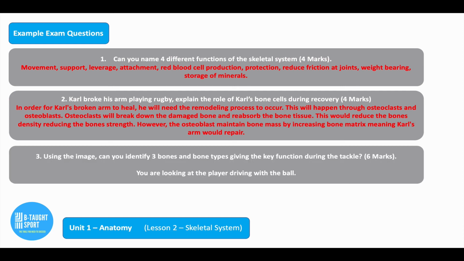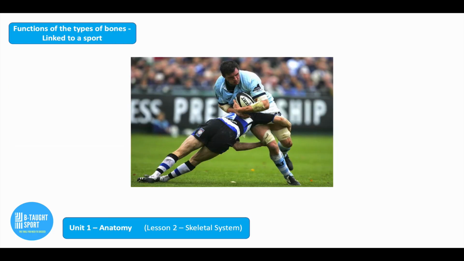So as you see, I finished by saying this means that Carl's arm would repair. So it links back to the sporting question. Now, the last question I asked you was, using the image, can you identify 3 bones and bone types given the key functions during the tackle? There are 6 marks up for grabs, and you are looking at the player driving. I put diving, I should have said driving. So here we are, the guy with the rugby ball, driving with the ball.